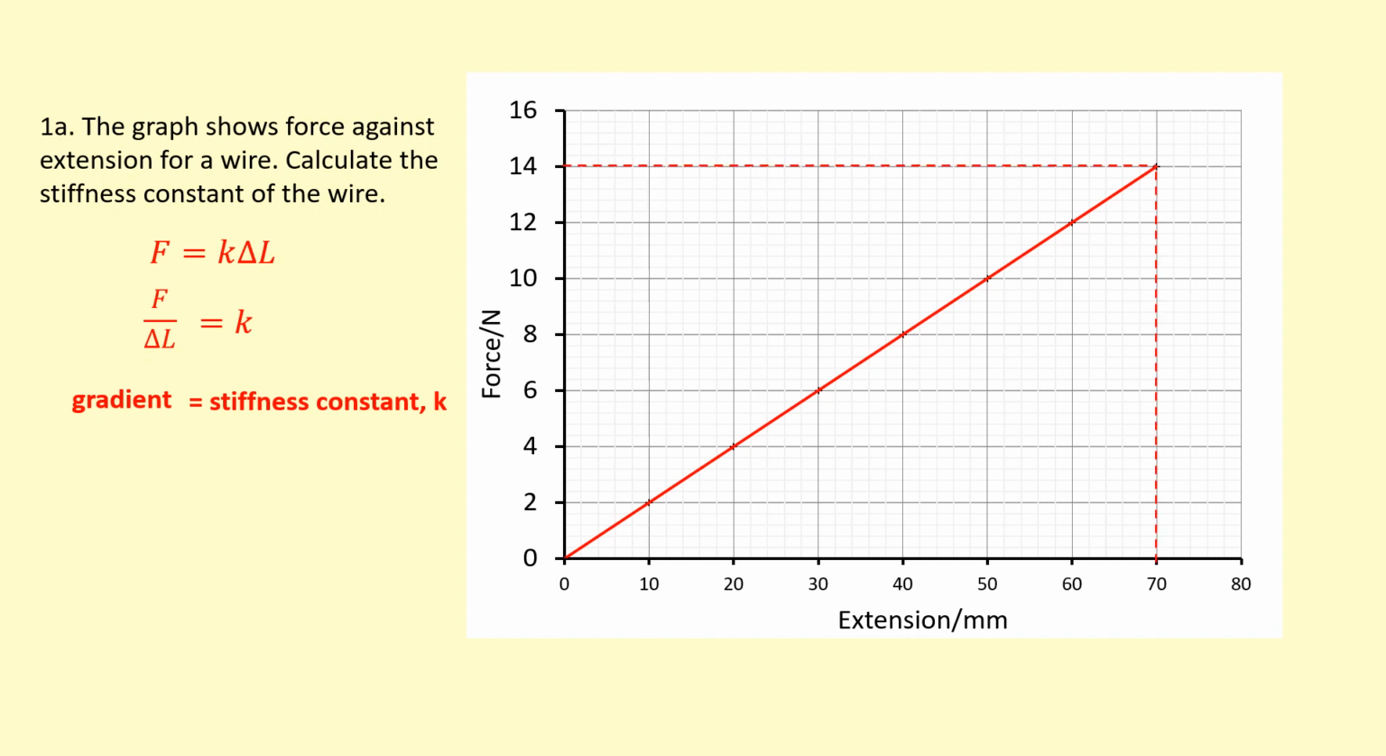So it's very easy for this one because it goes through the origin. Just change in y, 14 minus 0 newtons, divided by change in x, turning the millimeters into meters by multiplying by 10 to the minus 3. You get the stiffness constant like this.